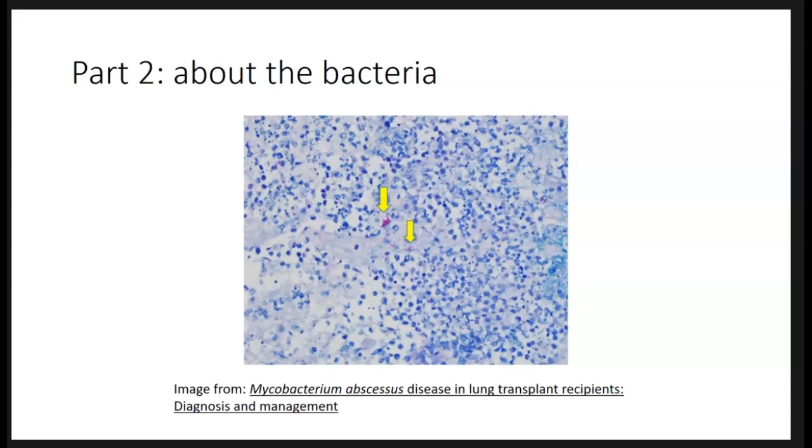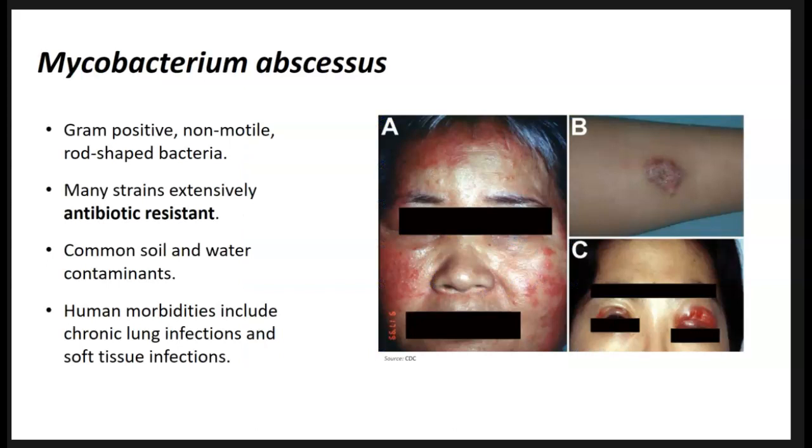In part 2 of this introduction, we'll talk about the bacteria that's at the center of this paper, Mycobacterium abscessus. So M. abscessus is a gram-positive non-motile rod-shaped bacteria. Mycobacterium is in the same genus as other pathogenic bacteria such as Mycobacterium tuberculosis and Mycobacterium leprae. Mycobacterium abscessus and the other Mycobacterium are known for being extensively antibiotic resistant. So strains of this bacteria are resistant to many antibiotics.